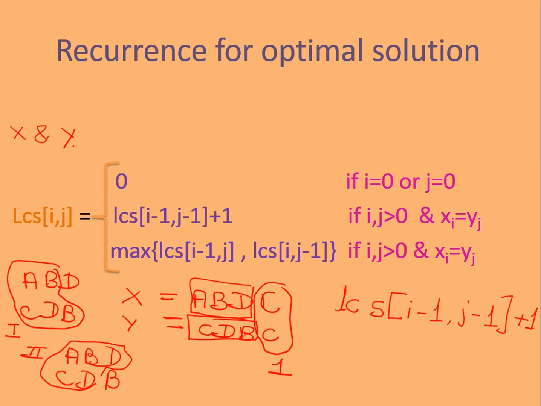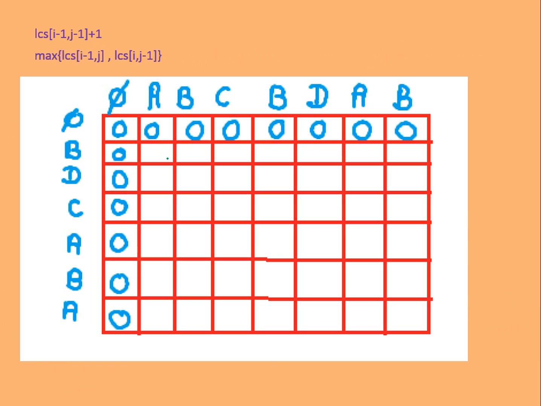So now let's see with an example how I'll do it programmatically. Now let's see how we'll do it. I have a matrix and I have to solve. I have to find LCS of two strings. The first is B, D, C, A, B, A, and the second is A, B, C, B, D, A, B.